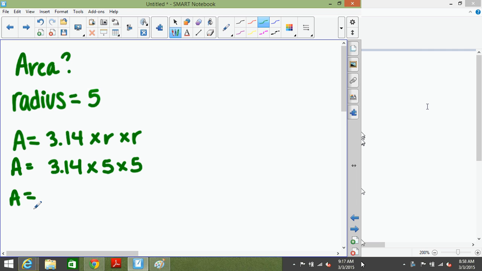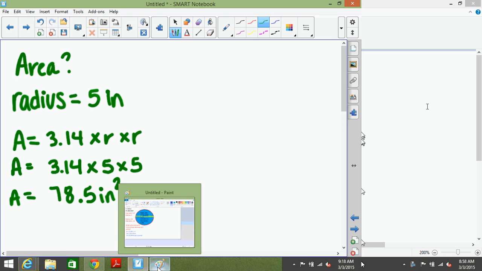Okay, what did you get? 78.5, and let's say that this is inches. So inches squared. You have to use a little square mark for area, the inside of the circle. Okay, any questions? Okay, let's go back to Paint. That takes care of area.